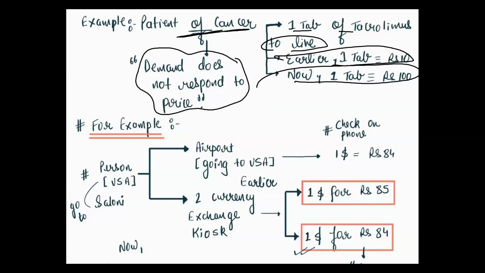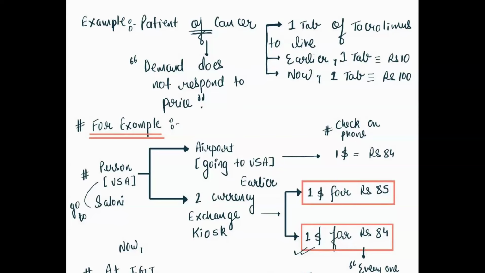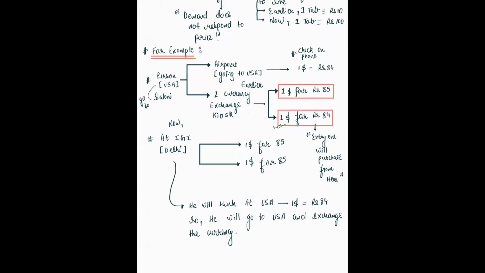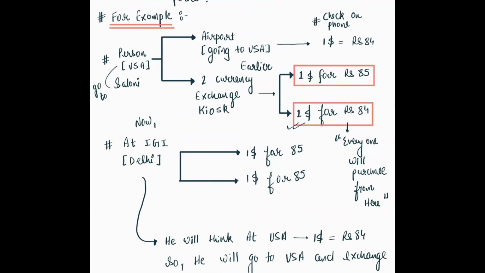In the case of cancer, 1 tablet is necessary, unlike paracetamol where someday you will have 3 and someday you will have 1. If you are suffering from cancer, then tacrolimus, if you want 1 per day, whether the price is 10, 100, 1000, 1 crore, you will have it for 1 day, right? If you want to live. So that is the example. That is the example of what? Of demand perfectly inelastic.